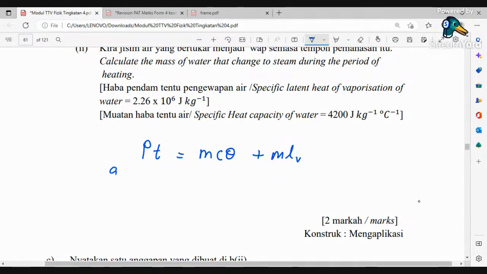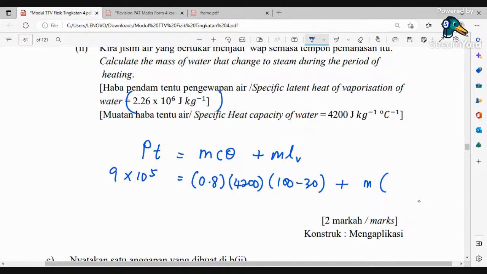PT tadi sudah calculate 9.25 equals mass of water is 0.8 kilogram. 800 gram you convert to kilogram. C 4200. Change in temperature, boiling point, 100 minus 30 plus M LV. LV ada di sini, 2.26 10 power 6. Okay, so you solve for this one, you can find M. Cari M.